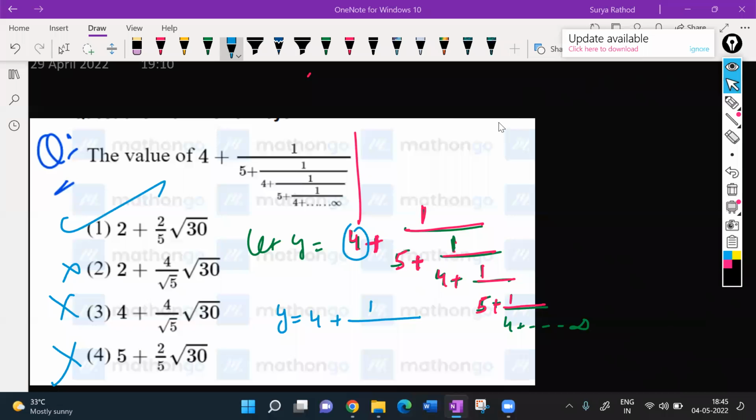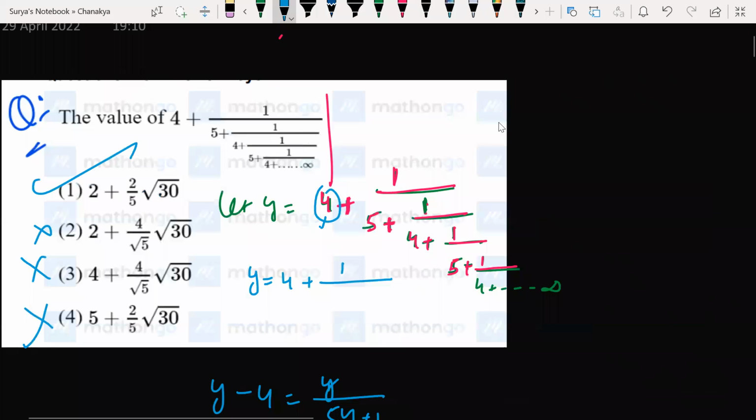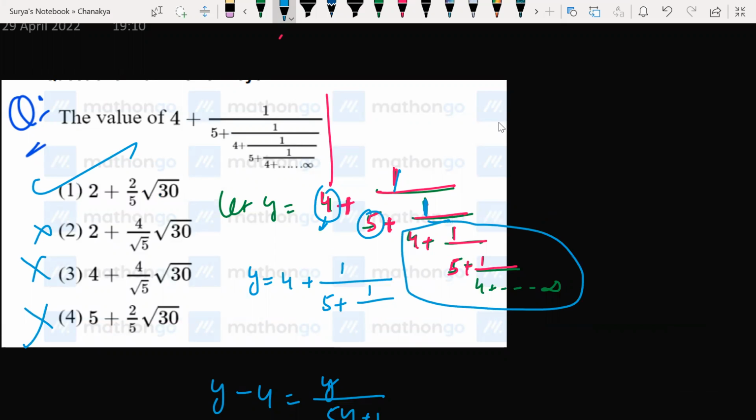Okay. This 4 as it is I wrote, 1 as it is I wrote, this 5 as it is I'm writing. Now this 1 also I'm writing as it is, 1 by. Now you observe this one. This circle, isn't it looking like y or not? I took this as y. This entire thing is equal to y. Now can I write it or not?